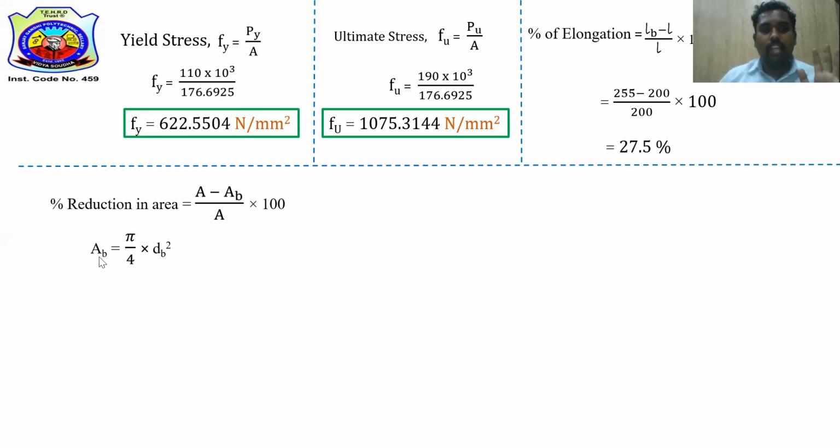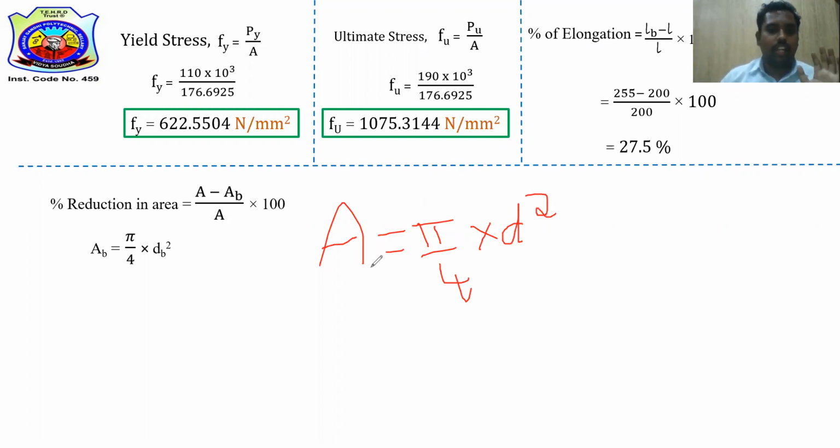The formula is simple. Ab equals pi by 4 into db square. Very simple, students. What's the formula for the original area? A equals pi by 4 into d square. If I need the final area, just add b to the area and also b to the diameter. This becomes the final area. That's what I did here.